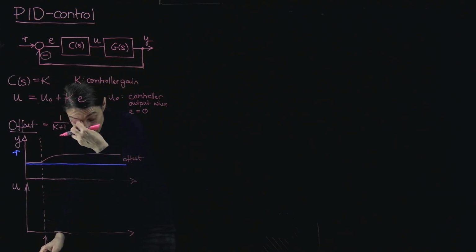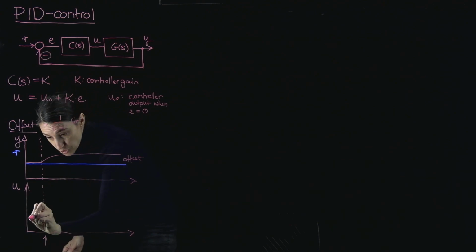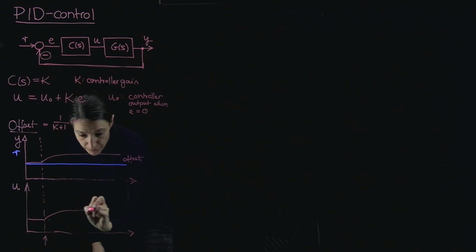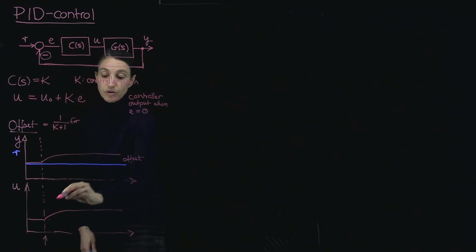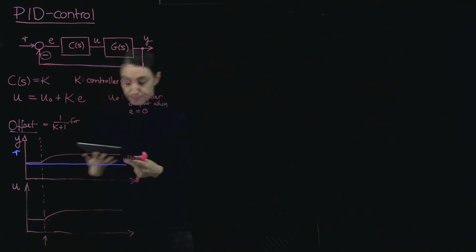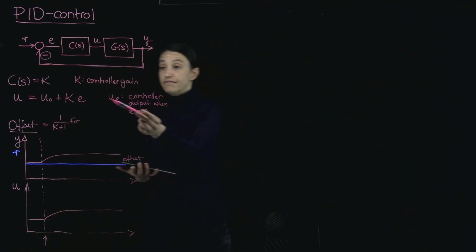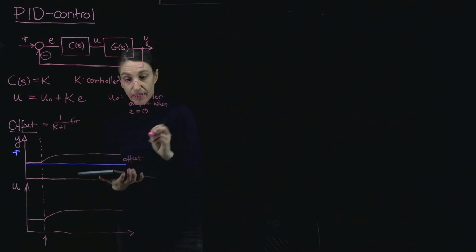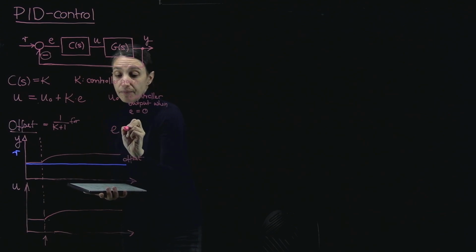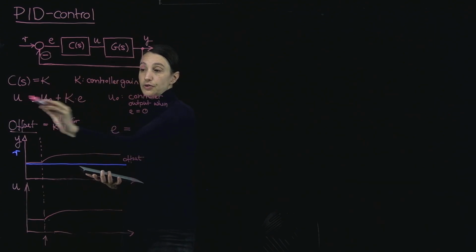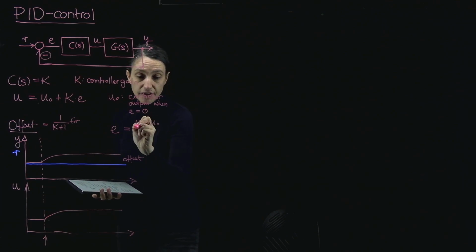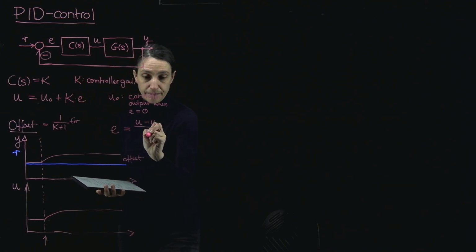And the reason for that is that we're adjusting the controller output, but not as much as we should. So we have an adjustment in the controller output, but it would need to be more in order to counteract for the disturbance. So if we write this slightly differently, we can solve it for E by putting U0 onto the other side. E is U minus U0 divided by K.